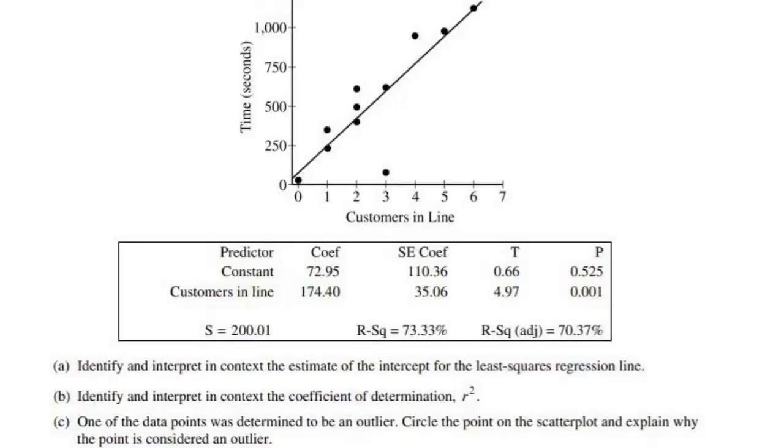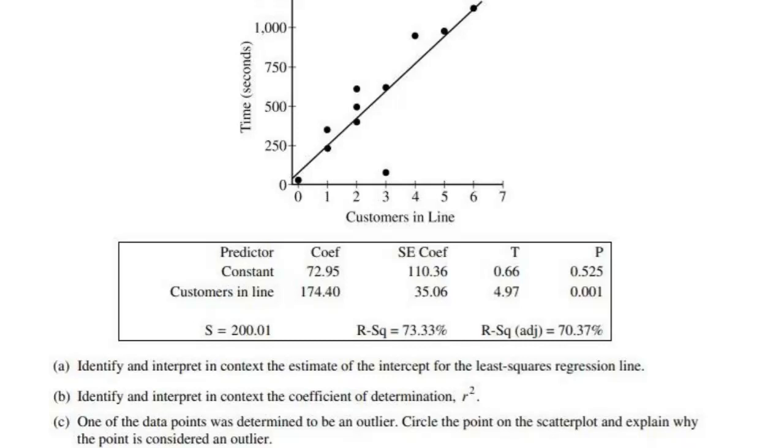What's the intercept? 72.95, right there. And what does that tell us? How would you interpret that? I like it. The predicted amount of time that it takes to finish the checkout when there are 0 customers in line in front of the selected customer is approximately 72.95 seconds. Yes, so a little over a minute.